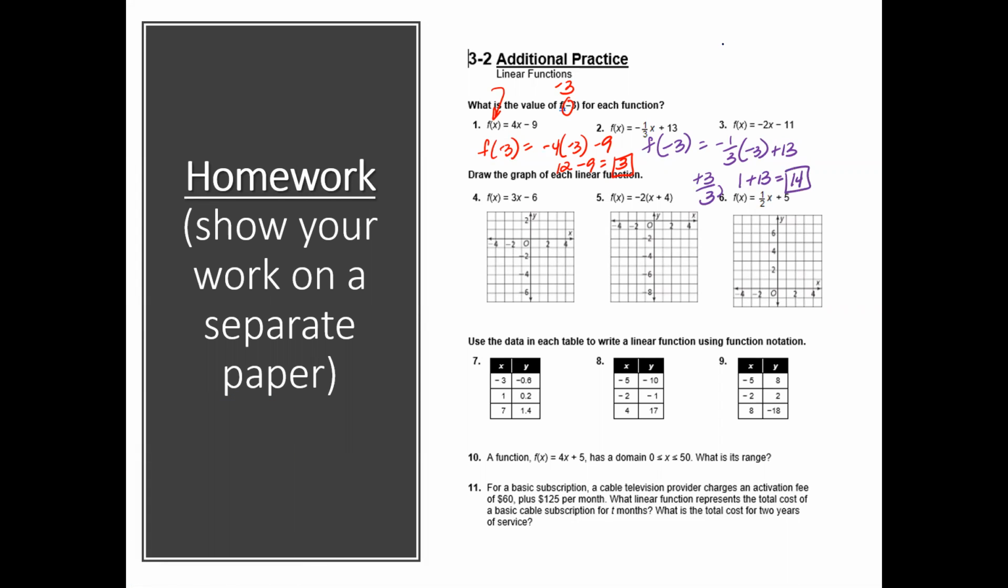All right, number 3, f of -3 is equal to -2 times -3 minus 11. That gives you a positive 6 minus 11, which is going to be a -5.